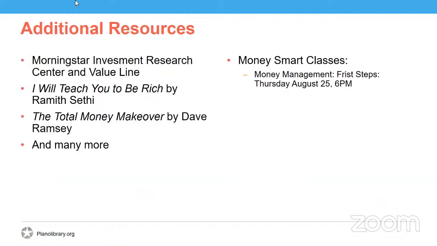Okay, some of the additional resources that we have. The library has many resources to help you on your financial journey. There's a ton of books, as you would imagine. We have many databases, and we do other classes. The Morningstar Investment Research Center and Value Line are databases available to cardholders, and these specialize in fund investing and popular stocks. So you might find some interesting information as you explore that avenue of investing.